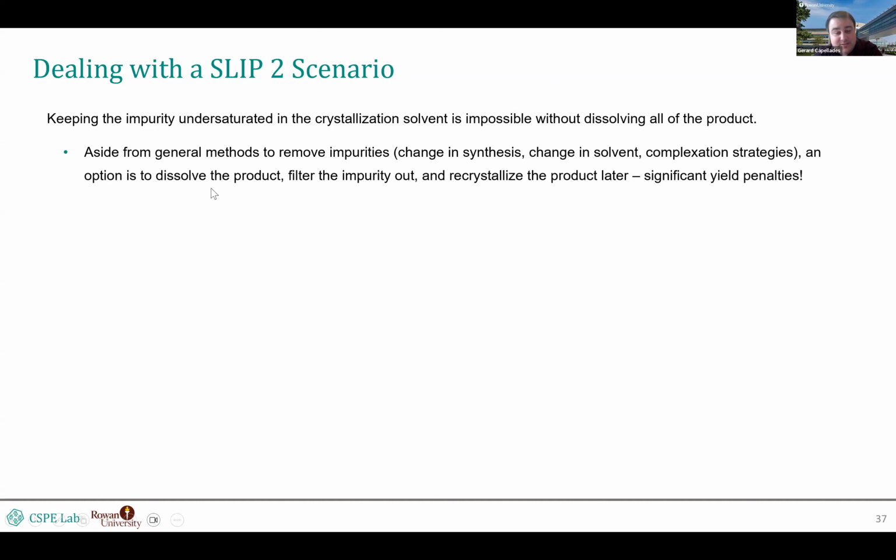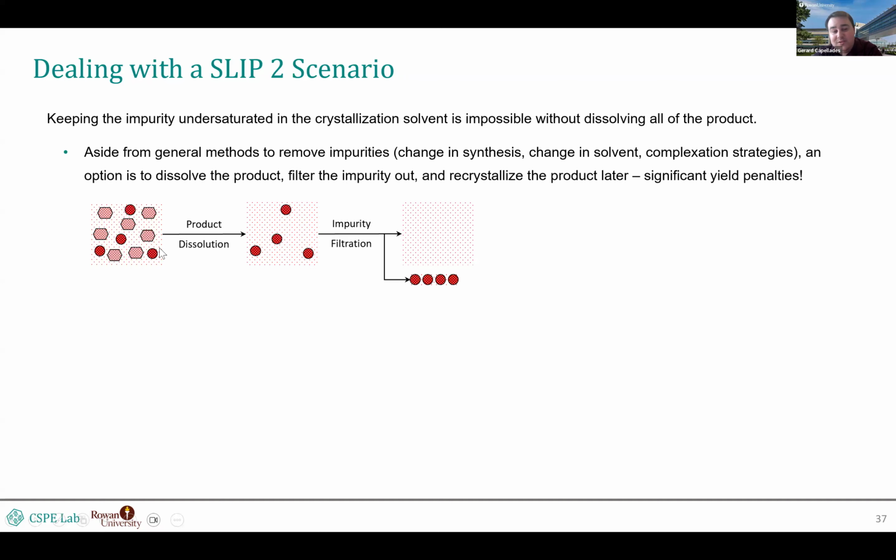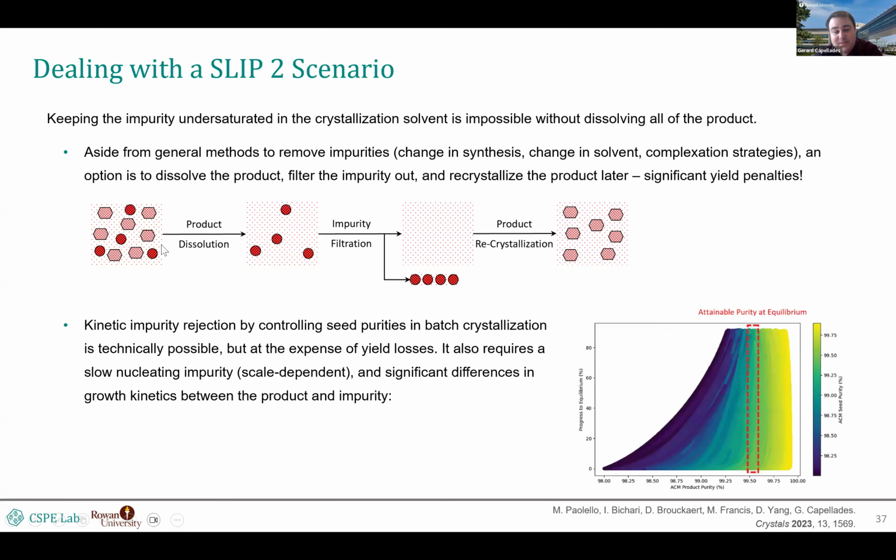If everything else fails, you can always dissolve the product, do a polish filtration, remove the impurity, and then recrystallize the product. But that comes at significant yield penalties.